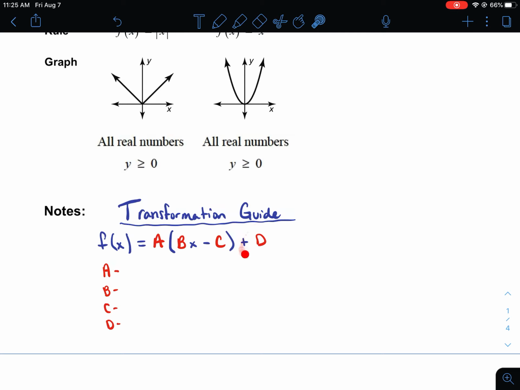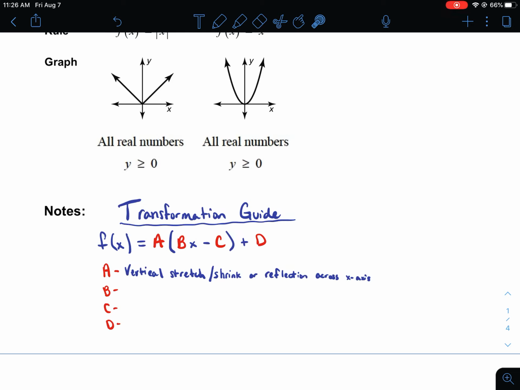Think of just A and D as the outside and B and C as the inside. Anything that's on the outside will affect the graph vertically. A, for example, is a vertical stretch or shrink. It also will, if there's a negative there, reflect the graph or flip the graph vertically as well. So A, again, is a vertical stretch or shrink, and we're going to show you examples of these, so don't worry. It's also a vertical flip or a reflection across the x-axis.